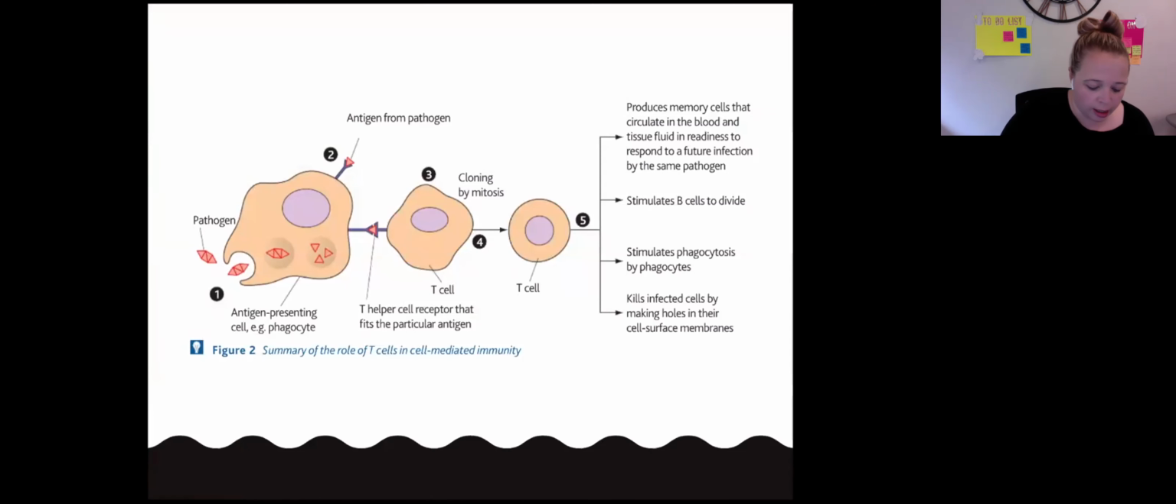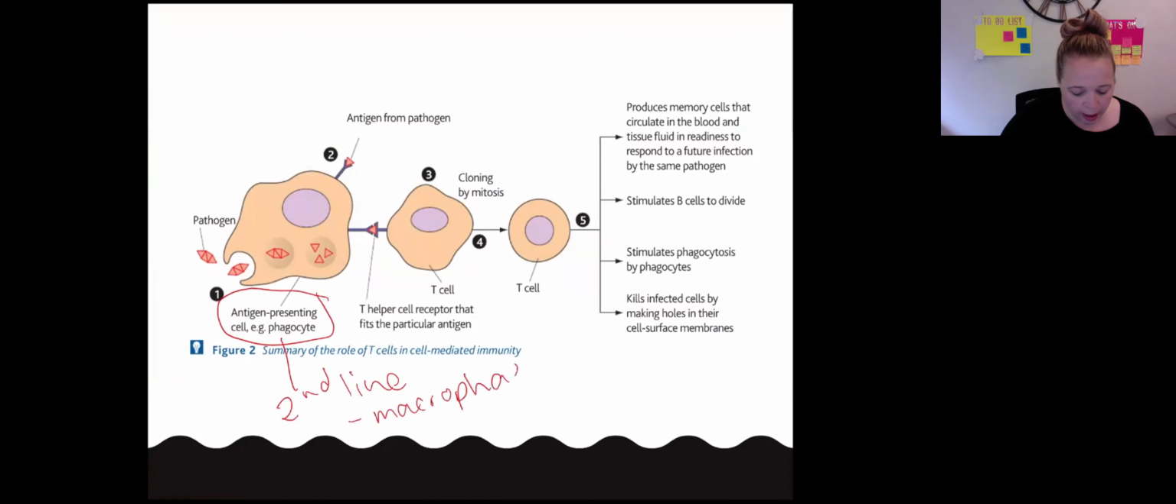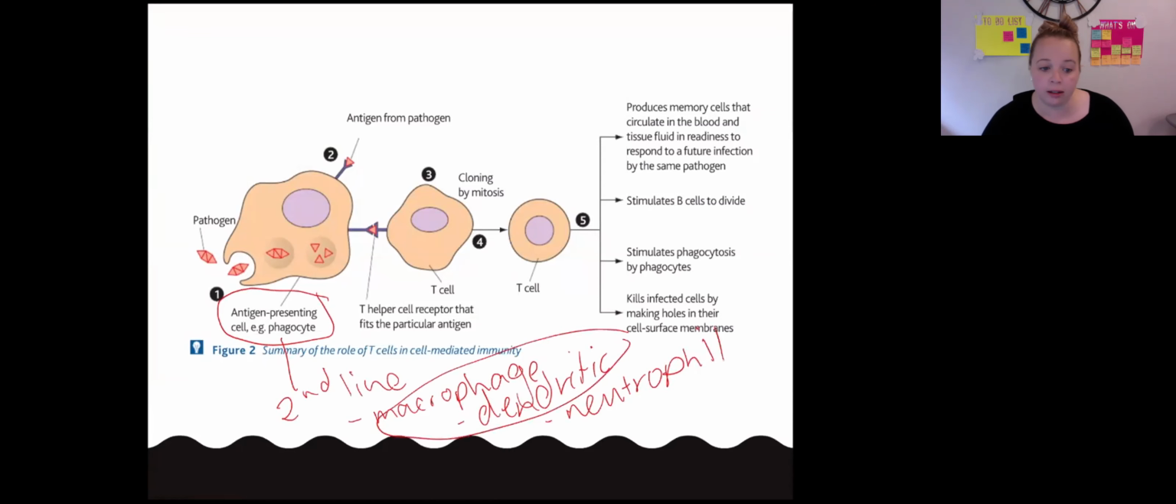So this guy here is an antigen presenting cell, so that's a phagocyte. He's part of the second line. He could be a macrophage, he could be a dendritic cell, or he could be a neutrophil. But most likely it's going to be one of the first two. So it's going to be one of these cells here. These ones are from the second line, so they are non-specific.